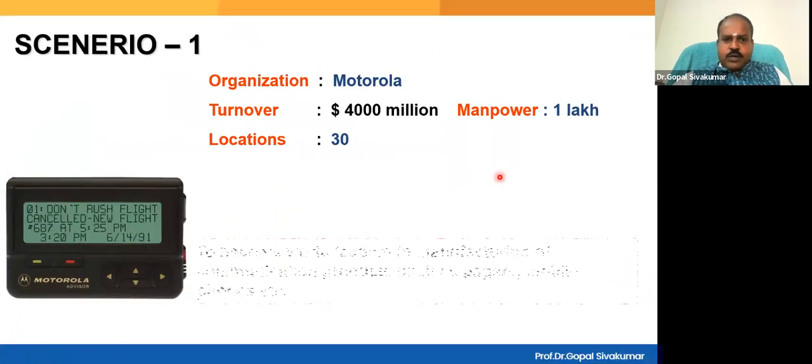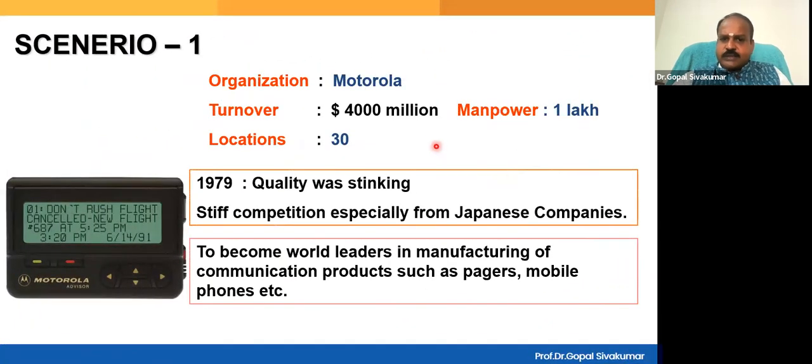And the Motorola, this is the company's background. You can see the size of the company, their turnover, the number of the reasons. And the reason for introducing Six Sigma is, the quality was stinking, particularly the competition, especially from Japanese company. They had the desire of becoming world leader in manufacturing of communication products. And that's the reason why they embarked on a new approach called Six Sigma. And today it is very famous and every company is adopting.